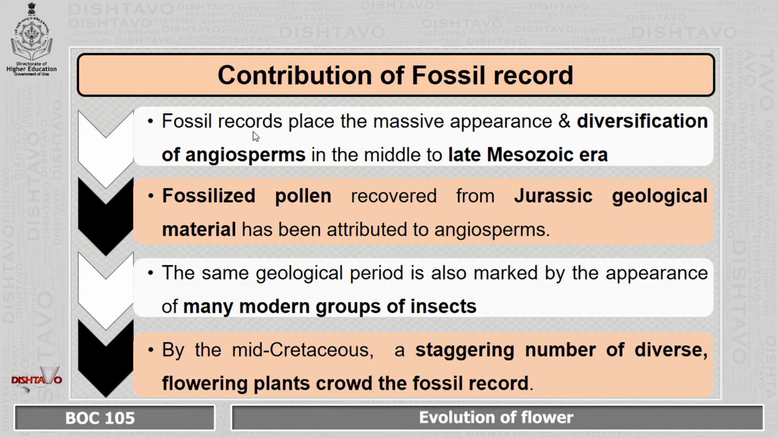Fossil records place the massive appearance and diversification of angiosperm in the middle to the late Mesozoic era, which means it is a transition from Mesozoic to Cenozoic era. Cenozoic era is the age of angiosperm. In addition, there was a fossilized pollen which was recovered from the Jurassic geological material, and it also contributed to the understanding of angiosperm.